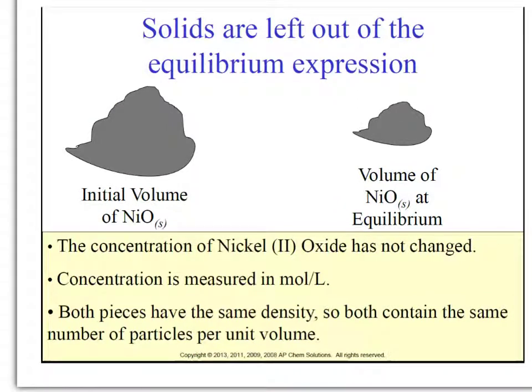So solids are left out of equilibrium expressions. That means you need to pay attention to the states of matter. The reason we leave solids out is because the concentration of a solid is really constant. If you have a chunk of a solid and you shrink down its size, remember concentration is moles divided by liters. If you take away some of the volume of a solid, you're taking away some of its moles and some of its volume at the same rate, and so you wind up with the same ratio either way.